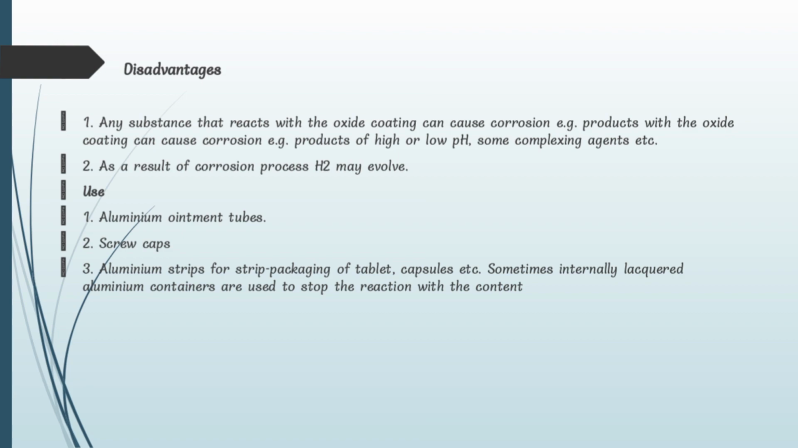Disadvantages: any substance that reacts with the oxide coating can cause corrosion. Example, products of higher or lower pH, and some complexing agents used in formulations will cause corrosion. As a result of the corrosion process, H2 may be evolved. Uses: aluminium ointment tubes, screw caps, aluminium strips for strip packaging of tablets, capsules, etc. Sometimes internally lacquered aluminium containers are used to stop the reaction with the containers.